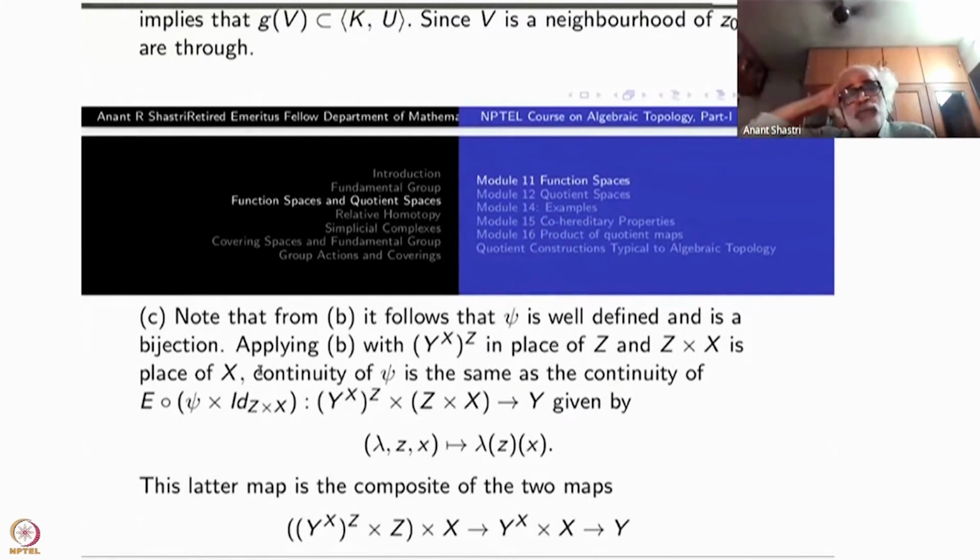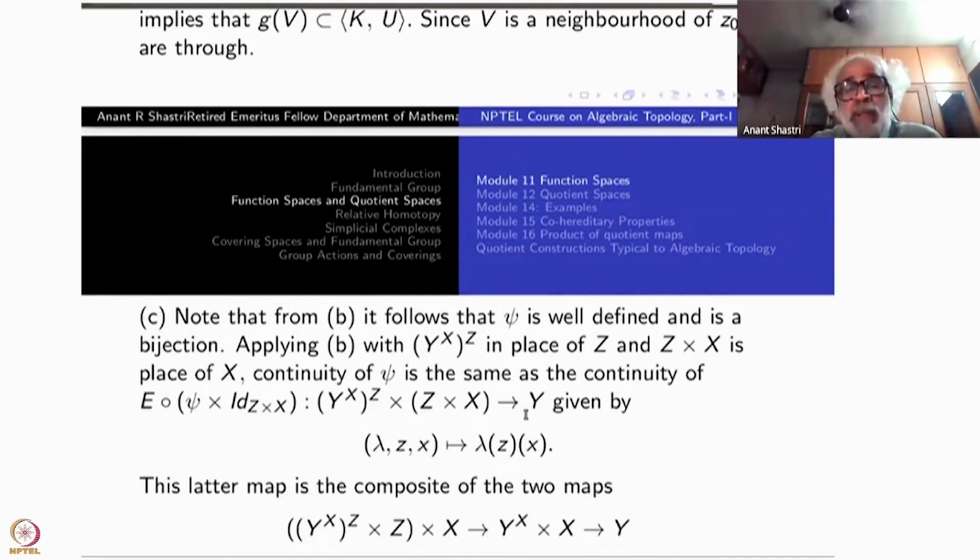So for that bijective part, you need part B. Applying B with Y power X raised to Z in place of Z, and Z cross X in place of X, continuity of psi is the same as continuity of E composed with psi cross, instead of identity of X, identity of Z cross X. So Y raised to X cross Z, cross Z cross X, I take to Y. If I show that this is continuous, then it will imply that psi is continuous. So this is where I am using B very strongly.